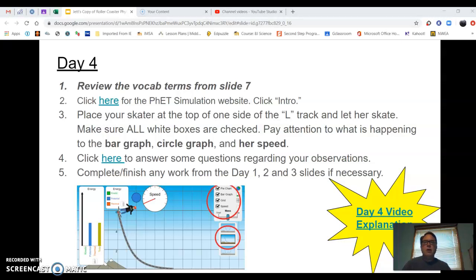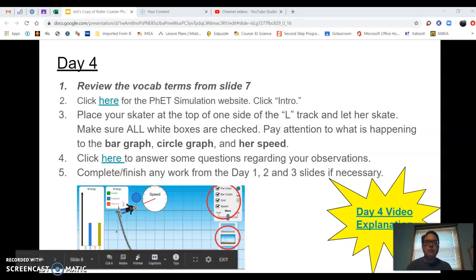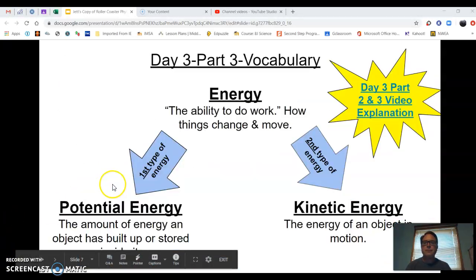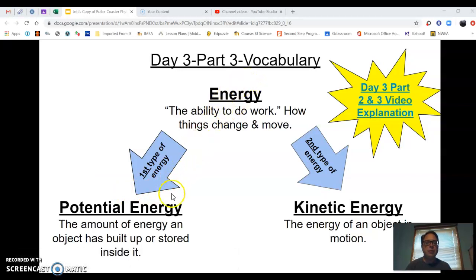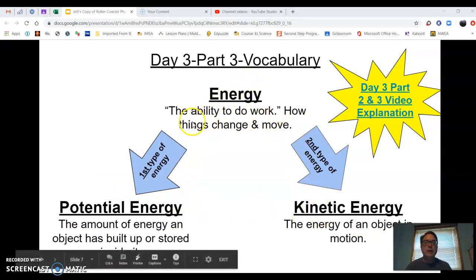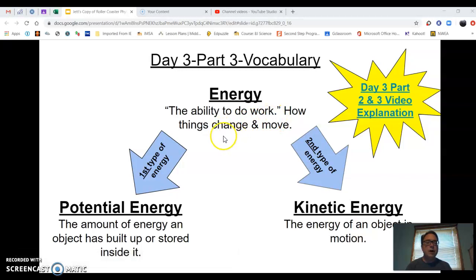Today we are going to do another simulation from PhET about our roller coaster in our skateboard park. Just to review though, yesterday we talked about three important words that we're going to be using a lot today. Energy, the ability to do work. How things can make things change or move, and think about just your body, how you need energy for that to move. We need energy for cars to move. Our electronics, they need to have energy to do the work that we want them to do.